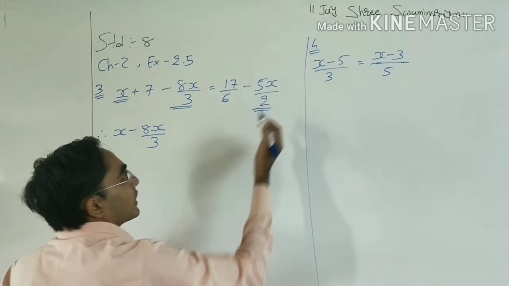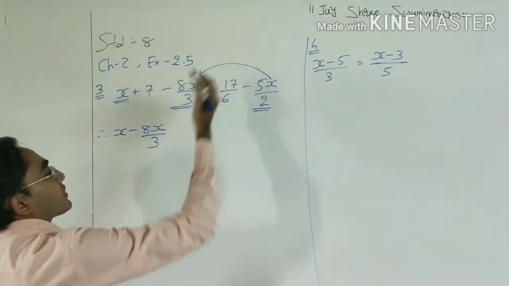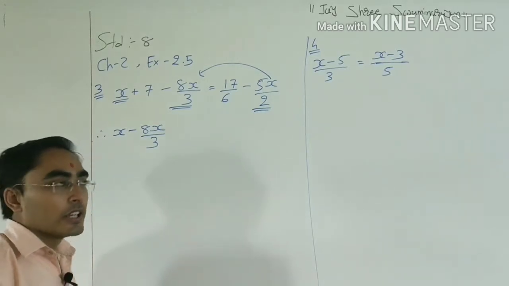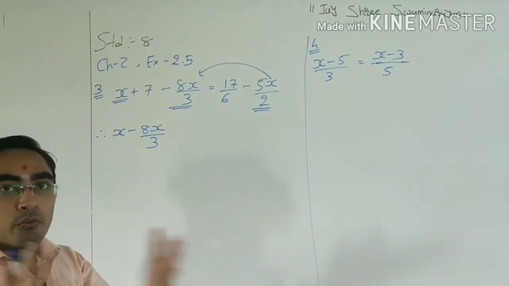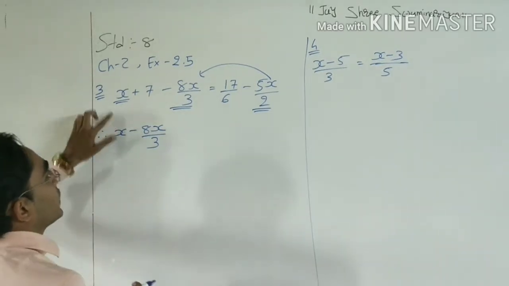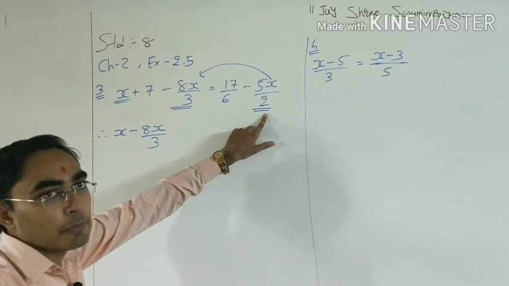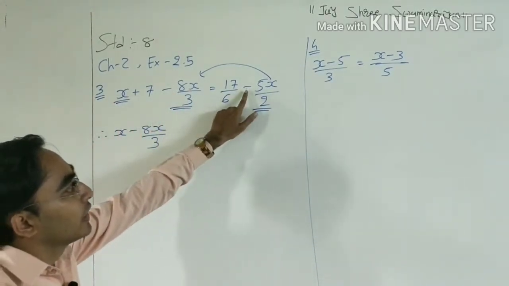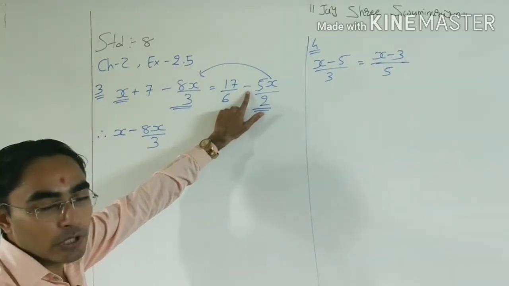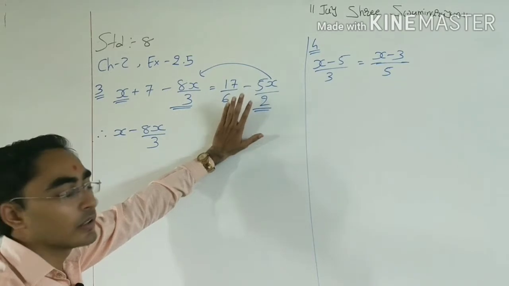Now this term contains x, so we need to transfer this term to the left hand side. So on the left hand side I am only writing those terms which contain x. So here x minus 8x by 3 and minus 5x by 2. If we transfer it from the right hand side to the left hand side, it has a negative sign.